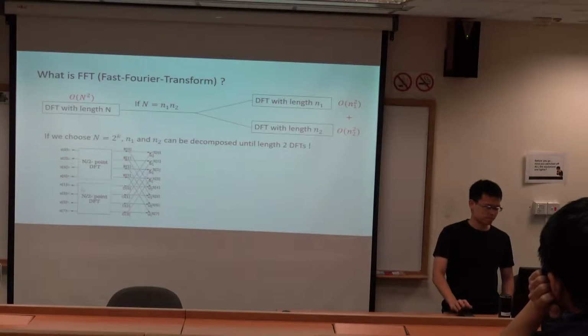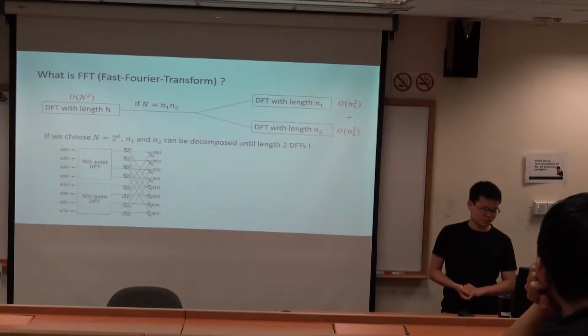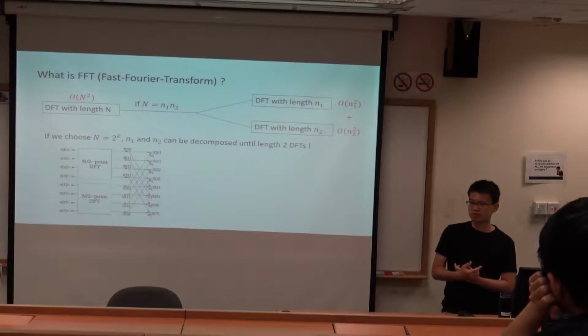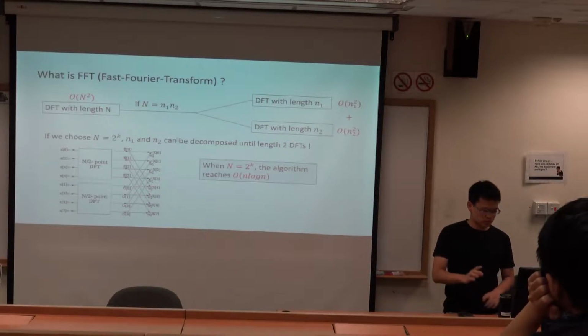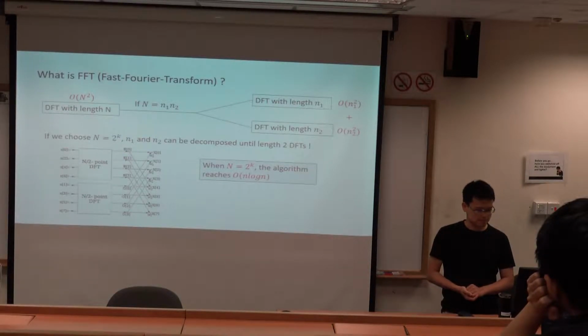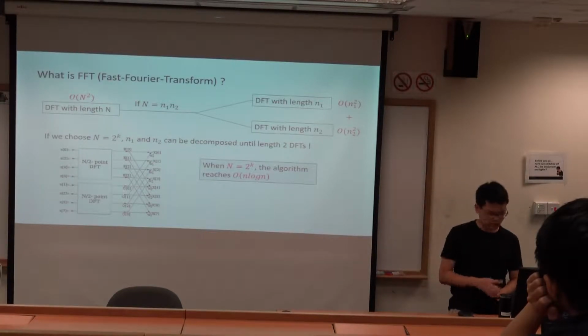This is the figure in their paper. I actually don't understand that, but it looks cool and tells us they use symmetry to solve this problem. When capital N, the signal length, equals a power of 2, the algorithm reaches a time complexity of O(n log n). So that's the FFT.